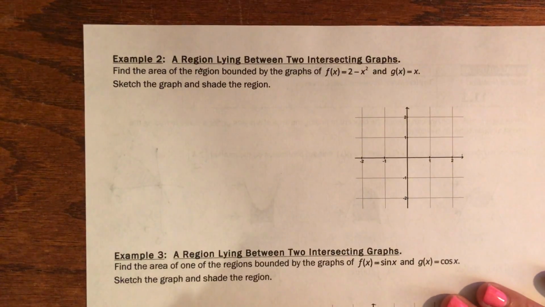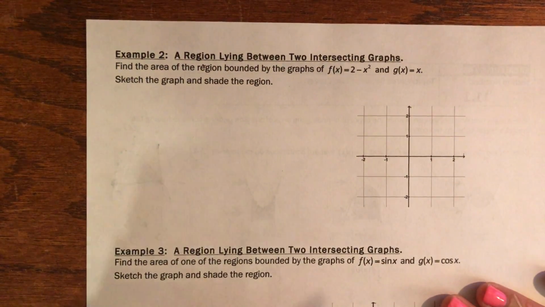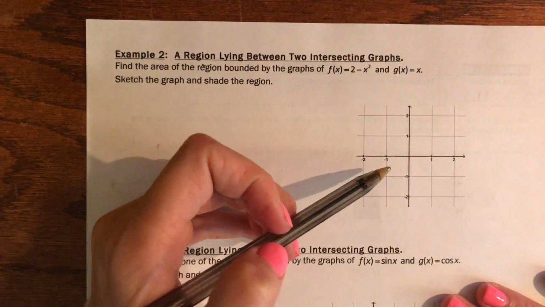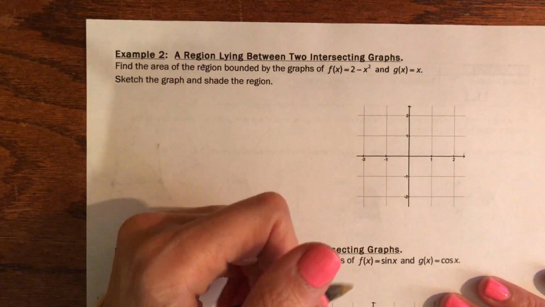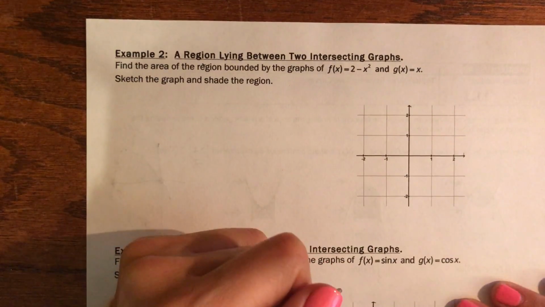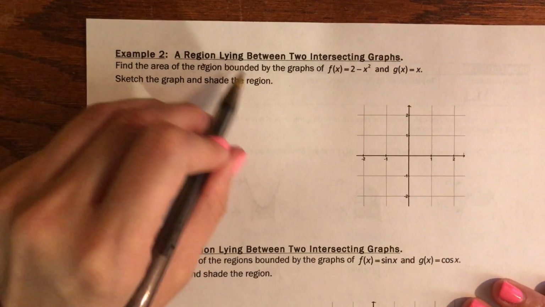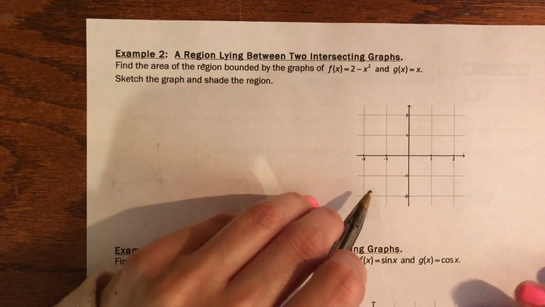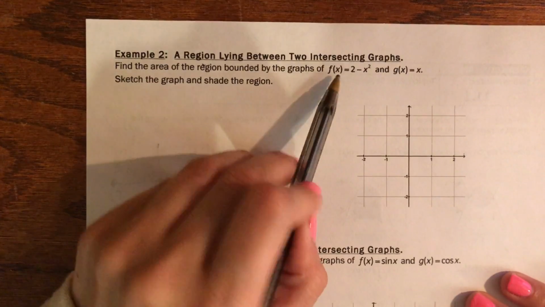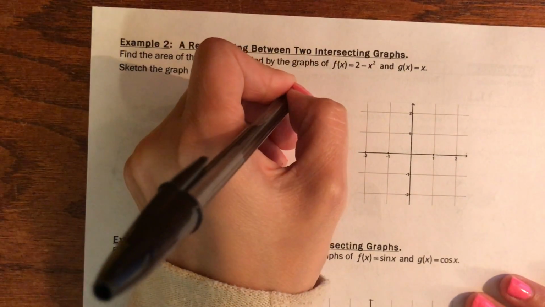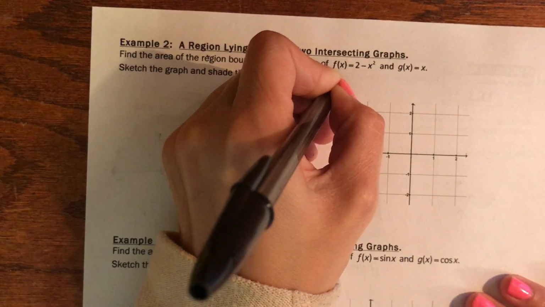Now you can go through the trouble of setting them equal to each other and finding the actual points where they intersect. But if you just draw a graph using an XY table for each, you'll eventually see where they intersect, right? And so that's what we're going to do. So before I find the area, I have to actually know what region I'm looking for and know my endpoints and my points of intersection. So I'm going to first sketch f of x. So this is f of x equals 2 minus x squared, okay?